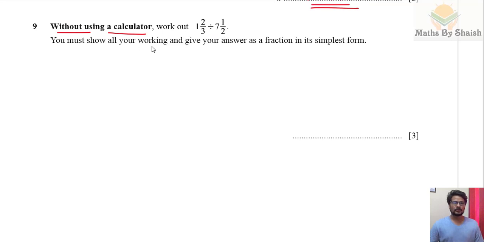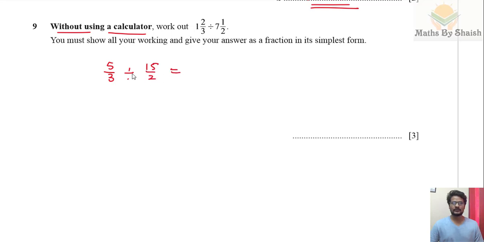Ninth question. Without using a calculator, work out 1 2 by 3 divide by 7 1 by 2. You must show all your working and give your answer as a fraction in its simplest form. So first of all, we know division means we will first convert these mixed fractions into improper fractions. 3 1s are 3 plus 2, 5 over 3 divided by 7 2s are 14 plus 1, 15 over 2.